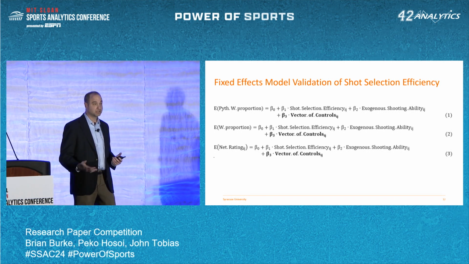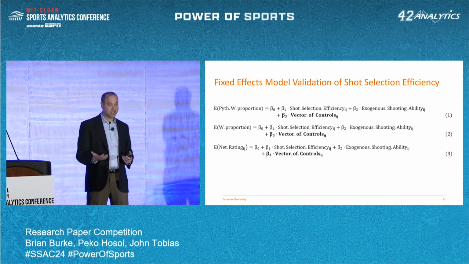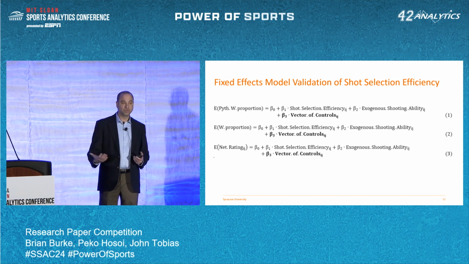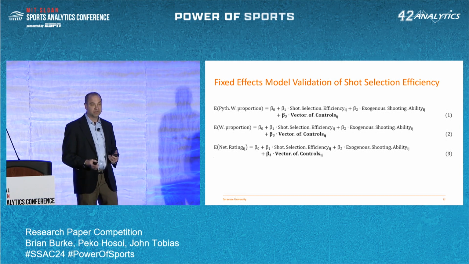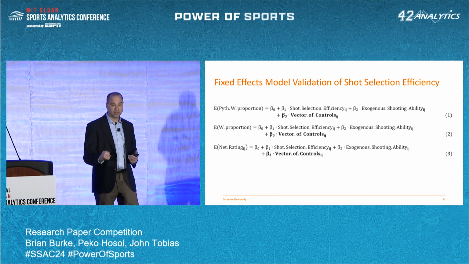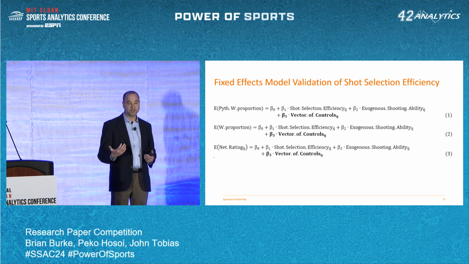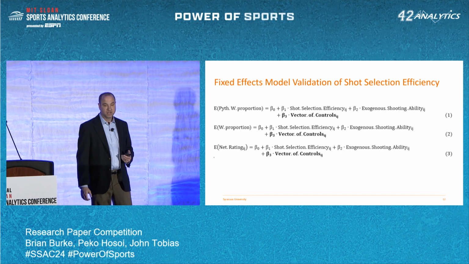first adapted to basketball by Daryl Morey in a 1993 paper. In the second model on the left-hand side, we have actual win proportion. And in the third model, we have net rating per 100 possessions. On the right-hand side, of course, we have shot selection efficiency, but conditional on exogenous shooting ability and a vector of controls that align with the other four factors not represented in those first two variables.